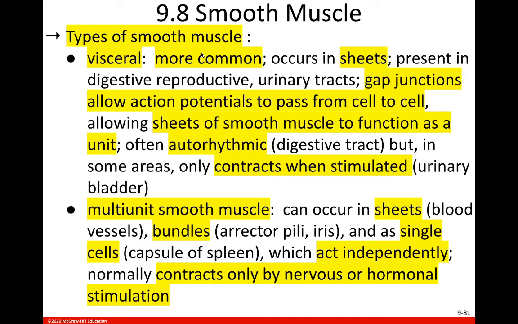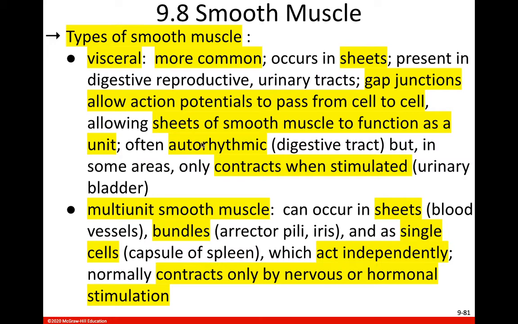Okay, we have two types of smooth muscle. We have visceral smooth muscle and multi-unit smooth muscle, and they are different from one another. Visceral smooth muscle is the most common type of smooth muscle that you have. It occurs in sheets. It's going to be present in places like your digestive tract, your reproductive tract, and your urinary tract. There are gap junctions between the cells. Again, remember, gap junctions allow communication, so they allow the action potential to pass from one cell to another in this visceral smooth muscle. And this allows the sheets of muscle to act as a unit, to all contract together.